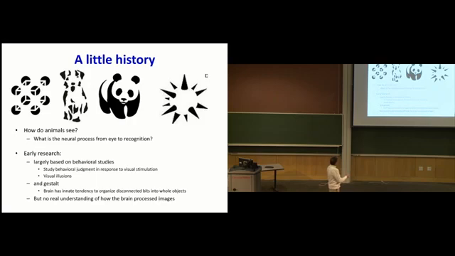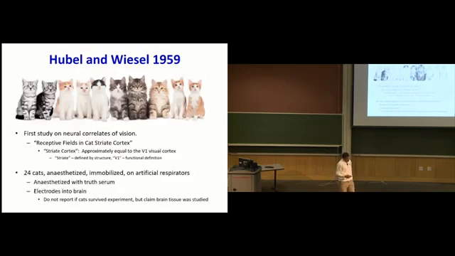The brain has an innate tendency to organize disconnected bits into whole objects. And a lot of the early research on human vision or animal vision was based on such behavioral studies. What are the kinds of illusions that we can cause? And how do animals and people interpret visual scenes? But there was no real understanding of how the brain processed the actual images that came in.